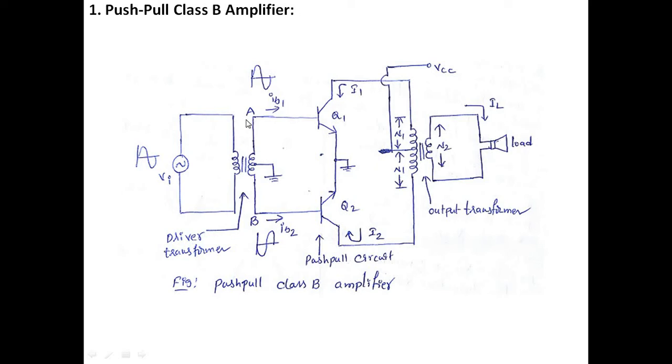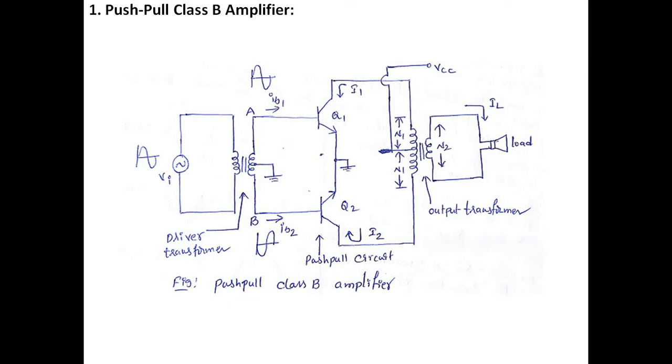When we apply a negative half cycle, point A becomes negative and point B becomes positive, meaning minus, plus. Because of this, transistor Q1 turns off and transistor Q2 turns on. Now the current flows from VCC towards the lower half of the transformer, and it flows through this. This is the direction of current flow for a negative half cycle.